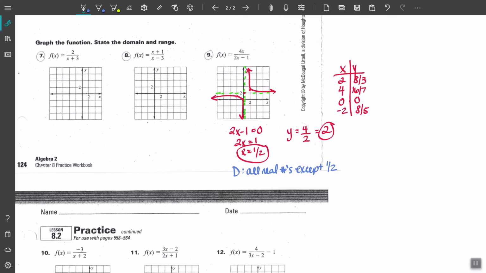The same idea applies for the range. If the asymptote is at y = 2, well, we can't have a point on it or crossing over it. So all real numbers are allowed, except for 2. And it'll be like that through all of these problems. Whatever your vertical asymptote is, that's going to be the value excluded from the domain. Whatever your horizontal asymptote is, that's going to be the value excluded from your range.